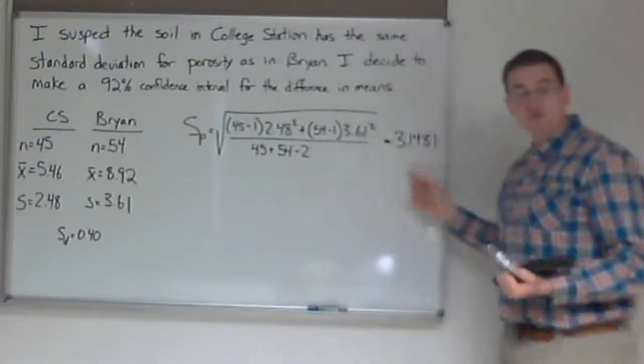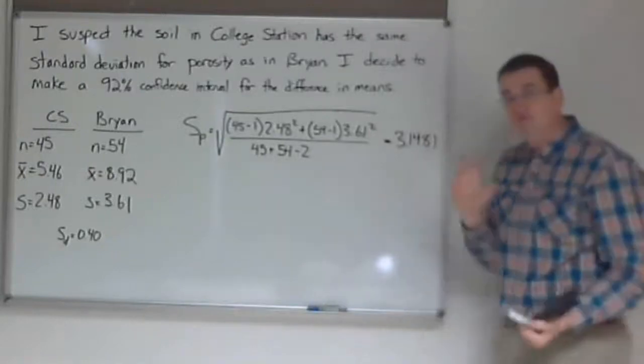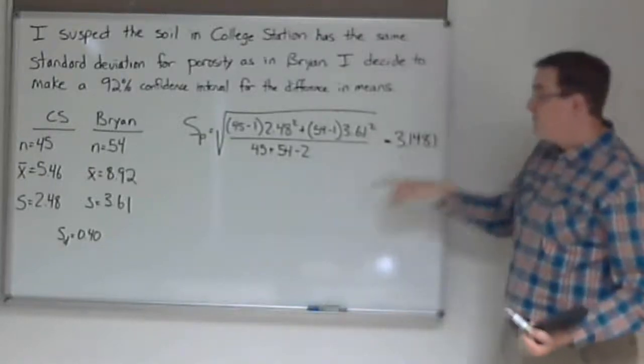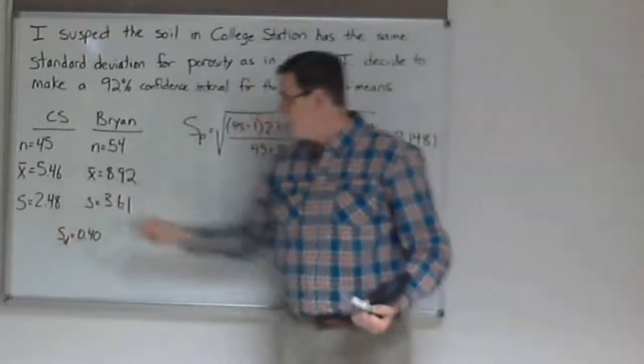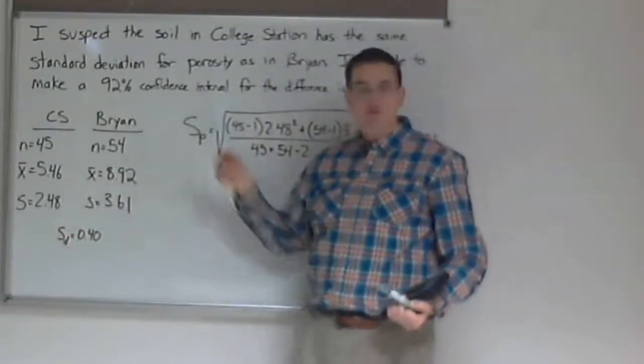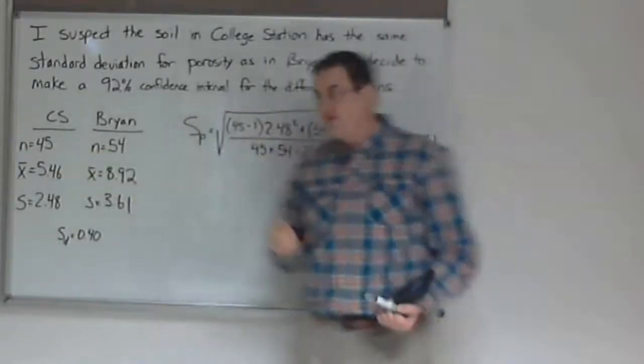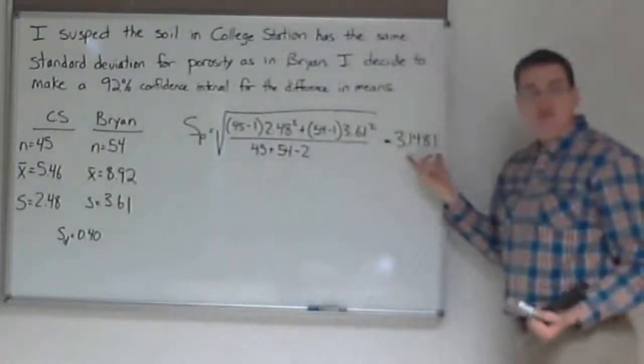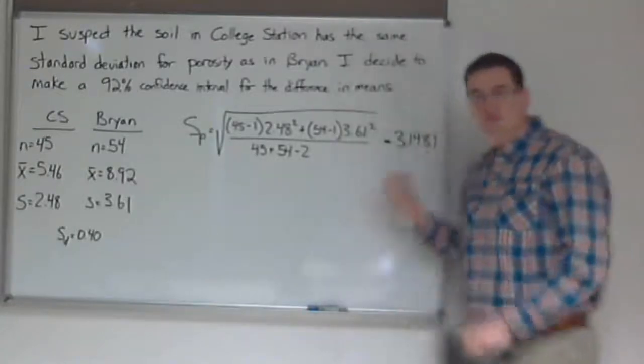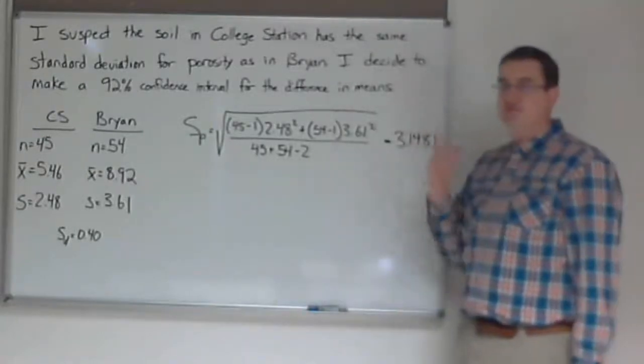And when I'm done, I always do a reality check because I plugged in my calculator, but maybe I messed up. 3.14, is it between these two standard deviations? Yes. Is it a little closer to the 54? Well, these two sample sizes were awful close anyway. So yeah, this seems realistic. And if you mess up on your calculator, you'll often get a response here that's just ridiculous.